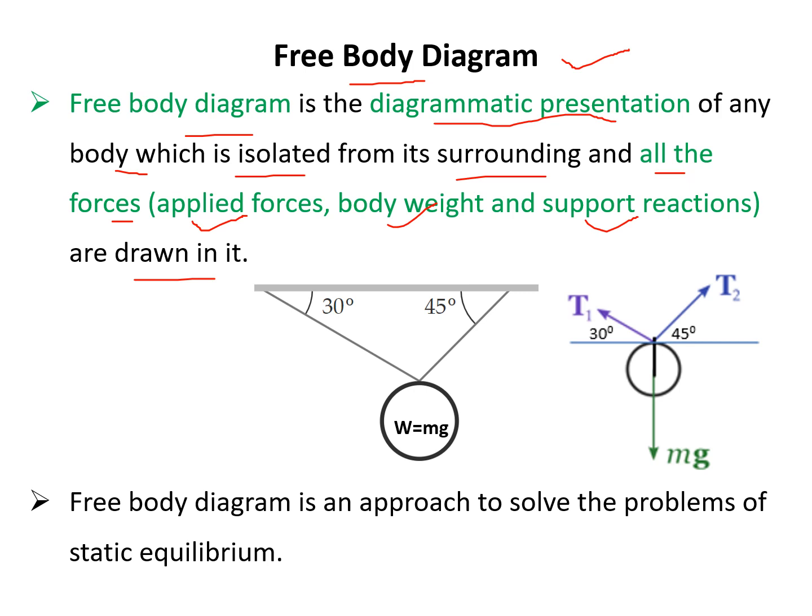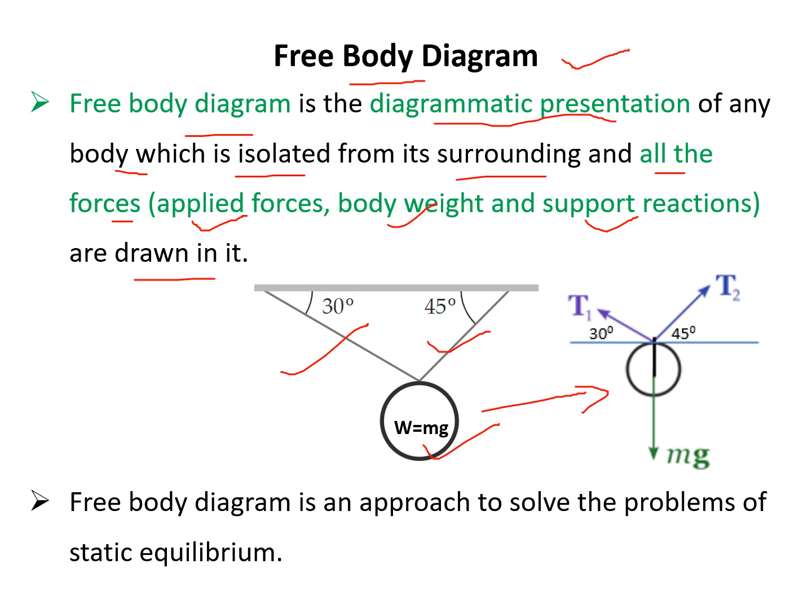You see in this particular example, this is a weight W = mg which is supported by 2 strings like this, and this particular body is at rest. So now we draw its free body diagram. So this is the body. First we have to isolate it. Isolation means we have to remove the supports actually. So here we have the 2 strings as the support, so we have to remove these supports. It means we have to isolate that body from its surroundings.